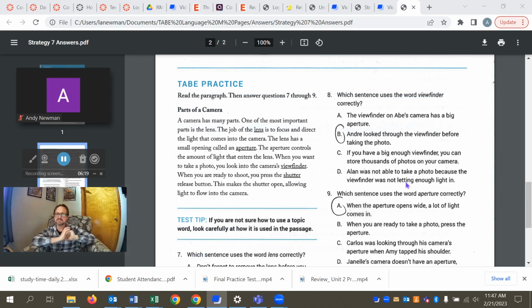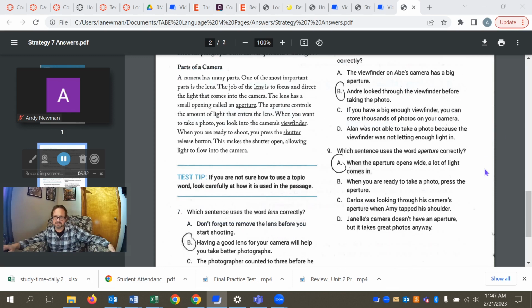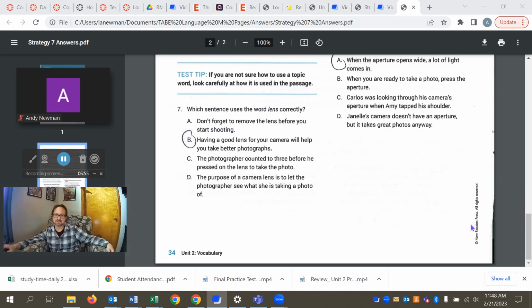And number 8, which sentence uses the word viewfinder correctly? Looks like we're still in the world of photography, but B, Andre looked through the viewfinder before taking the photo. And then finally, 9, which sentence uses the word aperture correctly? It's A, when the aperture opens wide, a lot of light comes in. Aperture is something that is open and the light comes in, and that's what exposes the film in an old school camera to light, makes the image.